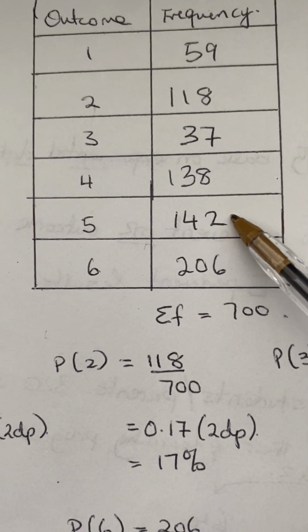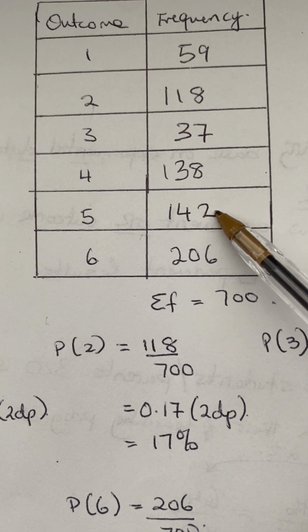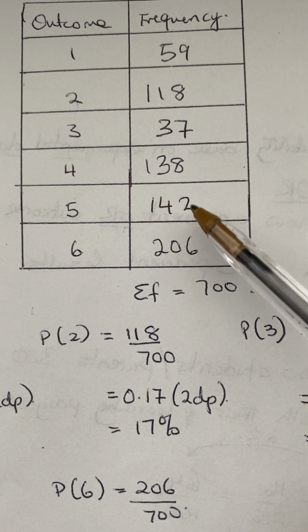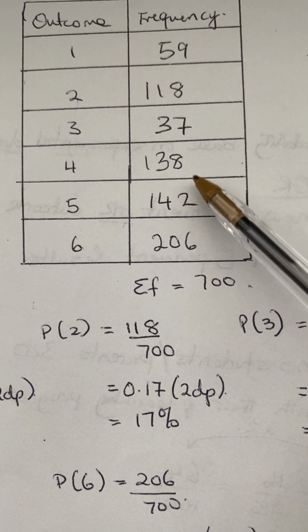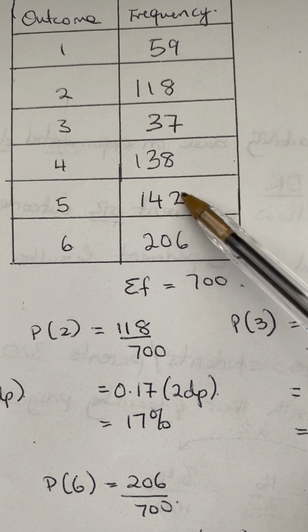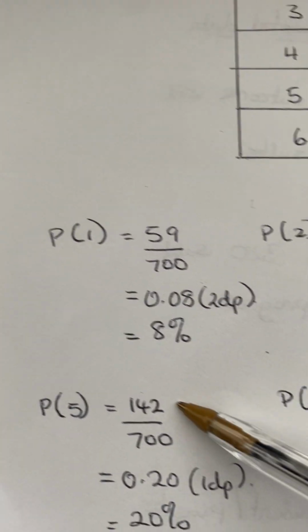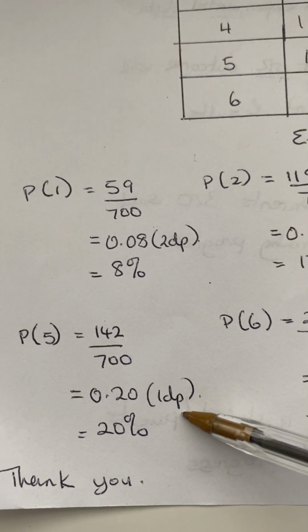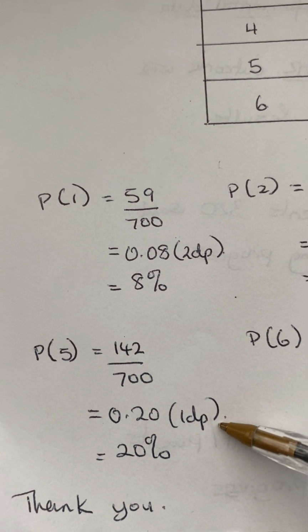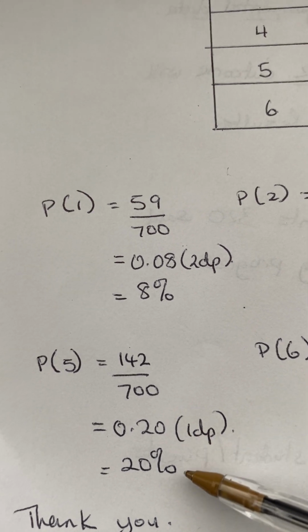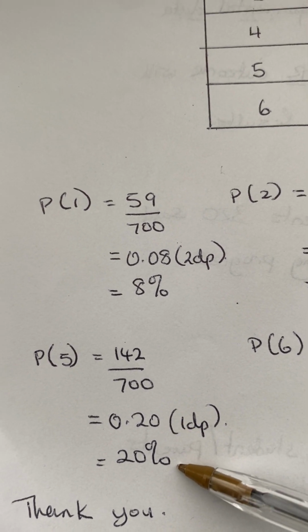The 5 gives you 142. So look at it, 138 and 142. So if this is 20%, this will be basically around 20% too, or a little bit more. Okay, so 142 divided by 300. Now this also to one decimal place is 0.02. Okay, so if you multiply by 100, it's 20%.